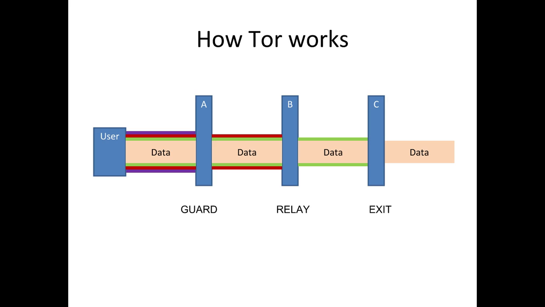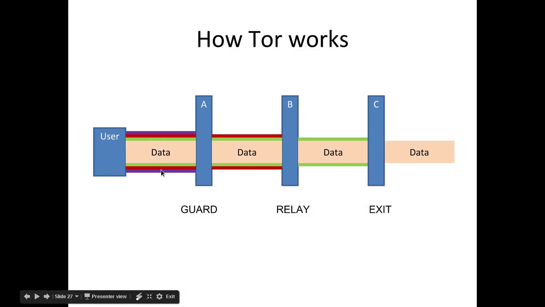So here's how it works. Your data is going to be encrypted using multiple encryption keys. I'm going from my unencrypted data, and it's going to be wrapped up in different layers of encryption. This is what we see here. I need to encrypt the bit that is going to be decrypted by C, my exit node. I need to encrypt the bit that is going to be decrypted by B, my relay node. And I need to encrypt the bit that is going to be decrypted by A.